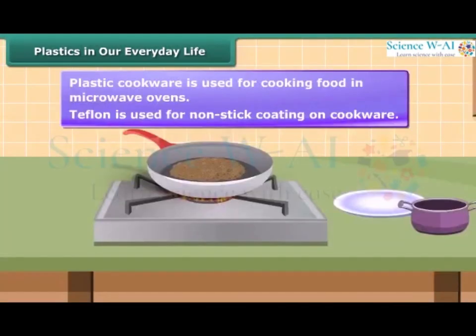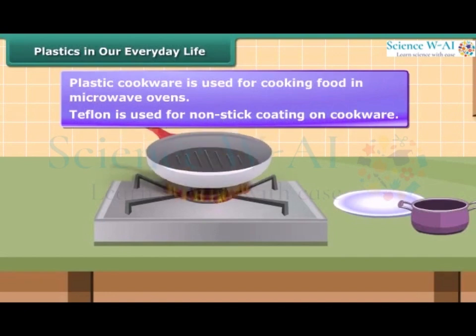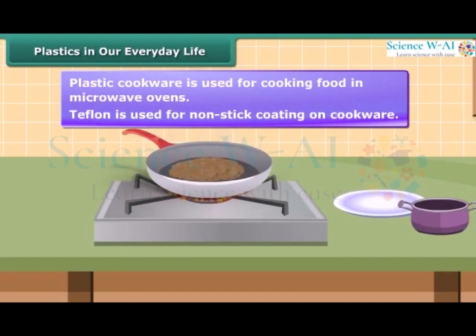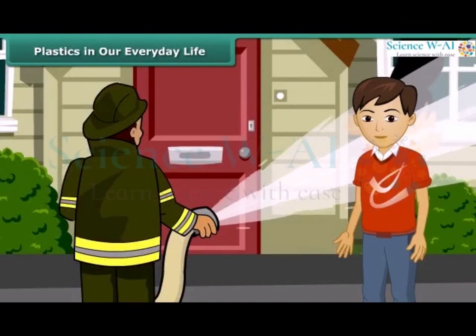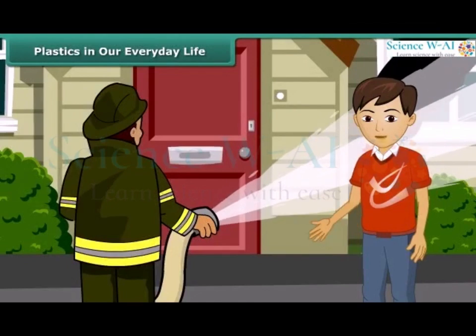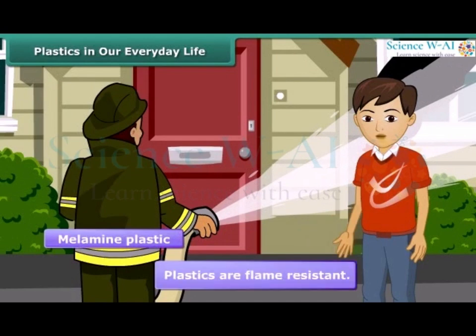Have you ever noticed the frying pan for cooking dosa? You would have seen a black coating on it. It is of Teflon, which is a special plastic on which oil and water do not stick. Thus, it is used as non-stick coating on cookware. You would be amazed to know that there are also fireproof plastics. Yes, the uniforms of firemen have coating of melamine plastic to make them flame resistant.